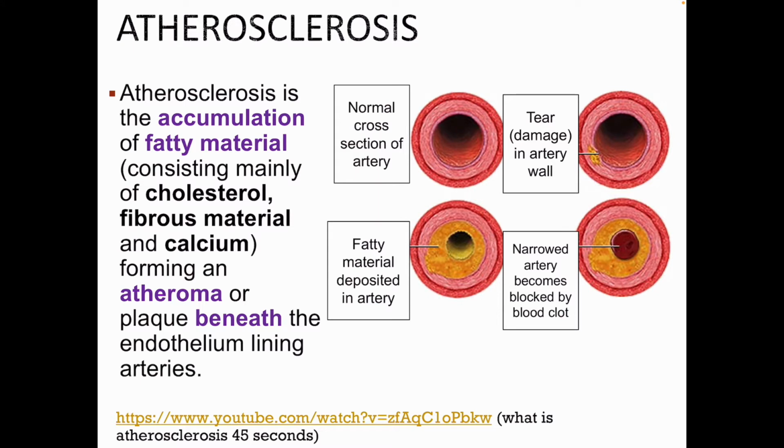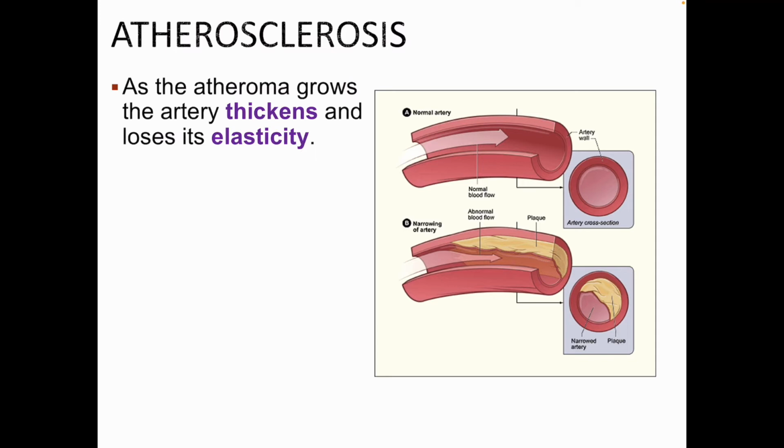So atherosclerosis is caused by the accumulation of fatty materials, mainly cholesterol, and other materials such as fibrous material and calcium. Now these form a structure called an atheroma, or a plaque, beneath the endothelium of arteries. As the atheroma grows, the artery becomes thicker and it loses its elasticity, so it is less able to expand and recoil to accommodate the surge of blood flow.